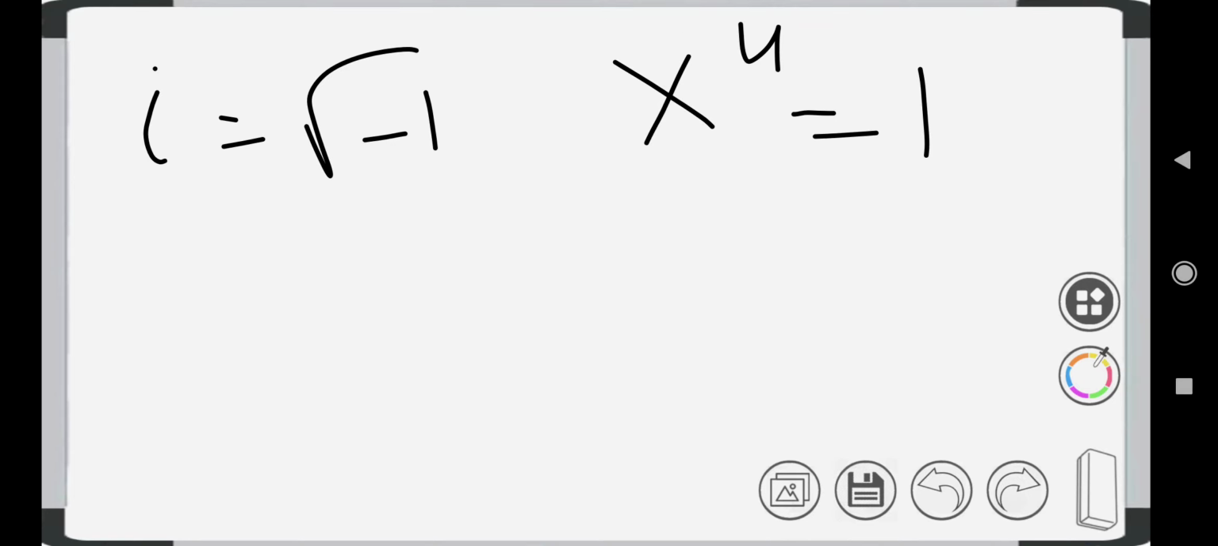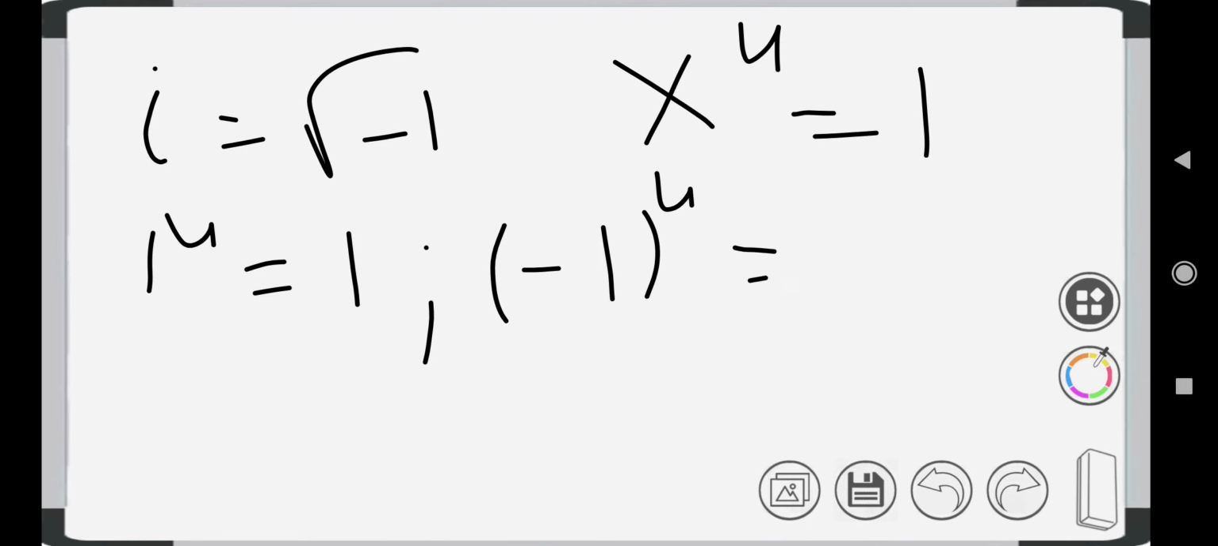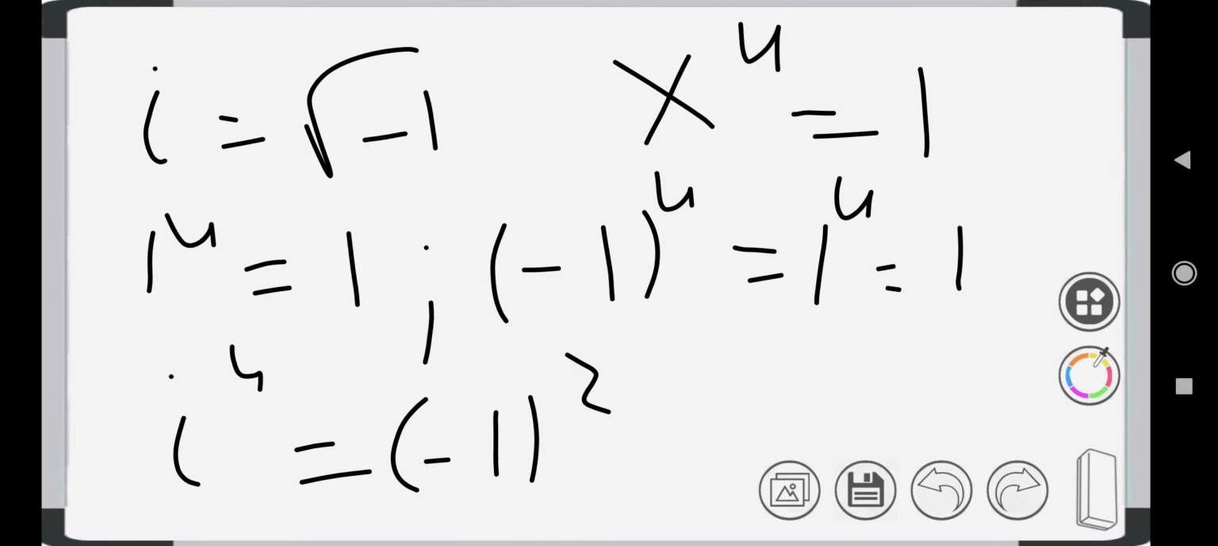Okay. So let's just check some things. If we were to take 1 to the power of 4, we'll be just getting 1. If we were getting minus 1 to the power of 4, it's the same as just 1 to the power of 4, which is 1. Now let's do i to the power of 4. We all know that i is the square root of -1. And we can rewrite this as -1 to the power of 2. And -1 to the power of 2 is just 1.